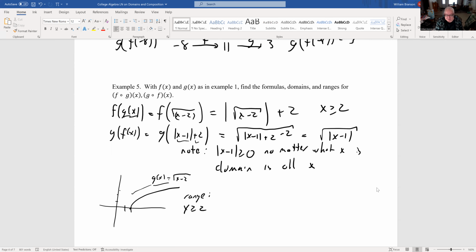For g of f of x, we know the y value is always going to be positive because the range of square root is always positive. This will be at its smallest when x equals 1. That'll give me y equals 0 because the absolute value of 1 minus 1 is 0. So we'll actually end up with the range being y greater than or equal to 0. Generally, range is hard to find if you can't graph the function. To find the range of a function, generally pull up GeoGebra and graph it and see what the range looks like.